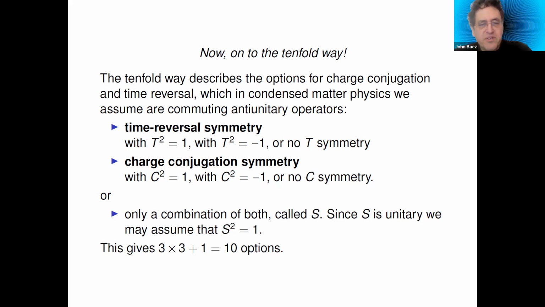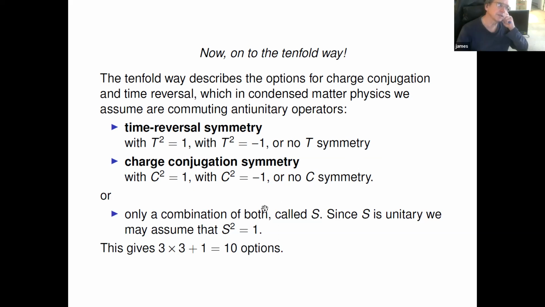we could imagine that we're interested in charge conjugation and time reversal symmetry. And we could imagine that we want to assume that they are commuting anti-unitary operators, and that in their physical effect they square to the identity. So as anti-unitary operators, they could square to 1 or -1. So you could have time reversal symmetry of either of those 2 kinds, or you might not have time reversal symmetry. Similarly for charge conjugation symmetry. So that gives you 9 options.